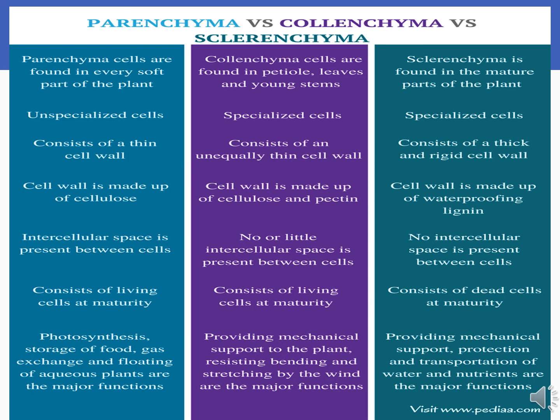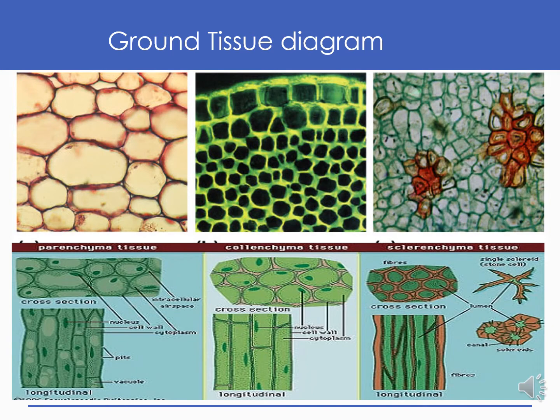This table refers to the differences between parenchyma cells, collenchyma cells, and sclerenchyma cells. You may read their differences and make comparison. This is the ground tissue diagram, which consists of parenchyma tissue, collenchyma tissue, and sclerenchyma tissue. From this diagram, you may differentiate the structure of each ground tissue, the presence of the lignin, which is related to its supporting functions, and the thickness of each cell.